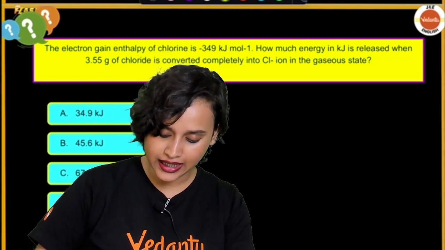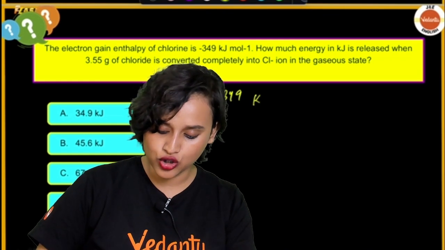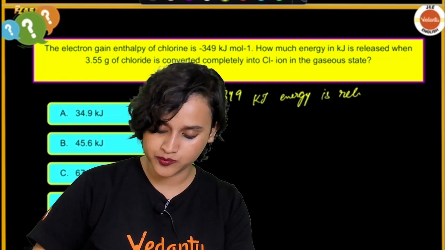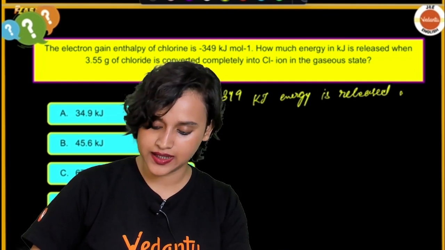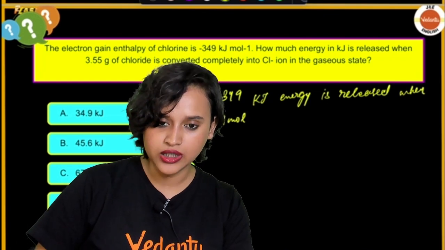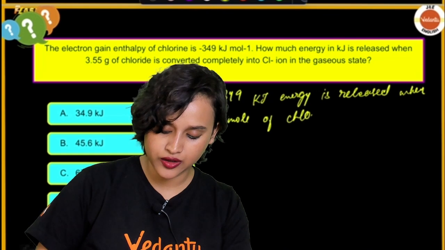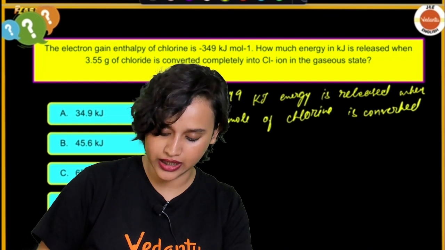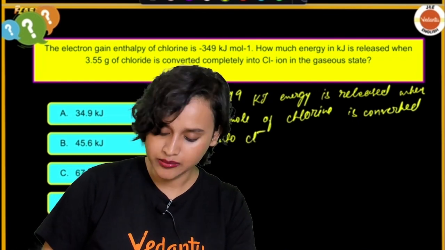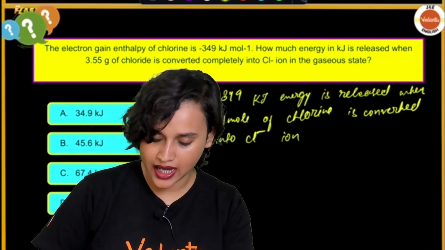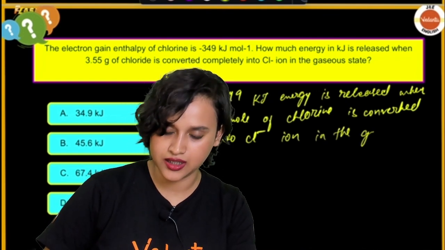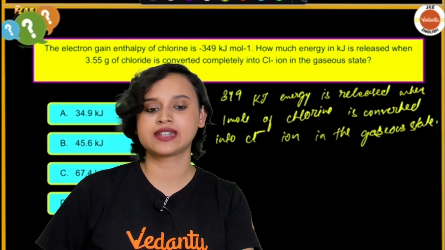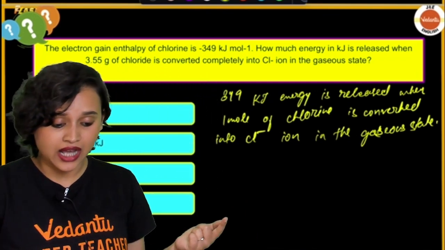That means that 349 kilojoule energy is released when 1 mole of chlorine is converted into Cl minus ion in the gaseous state. All right. Okay. We understand this.